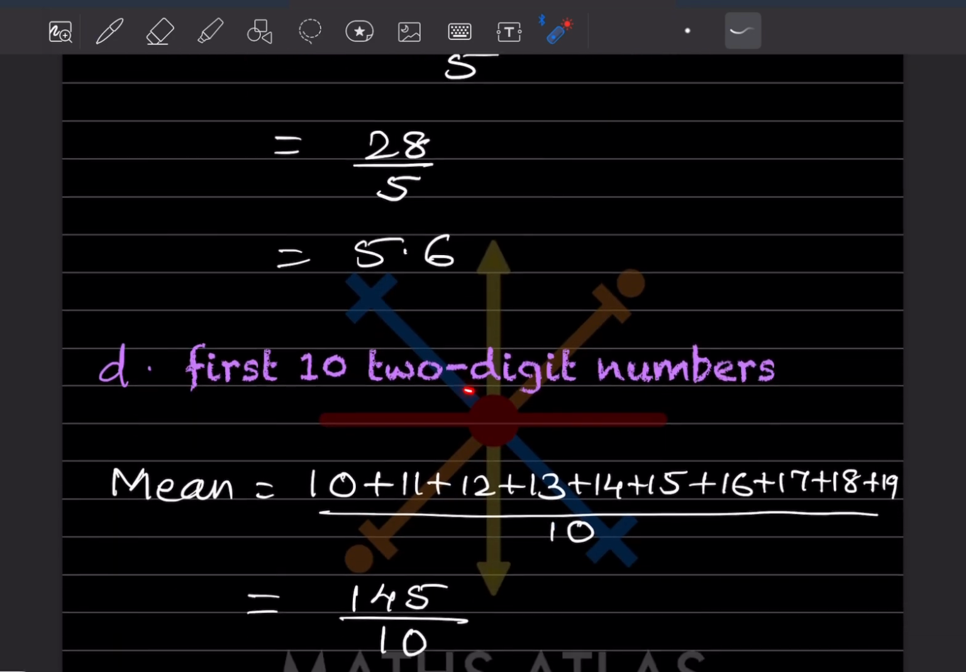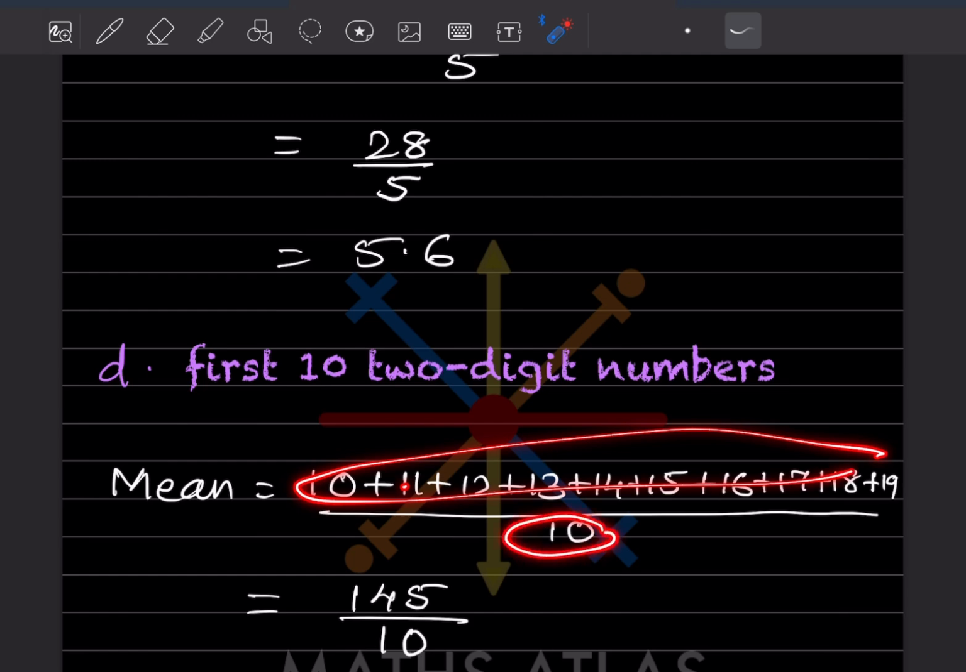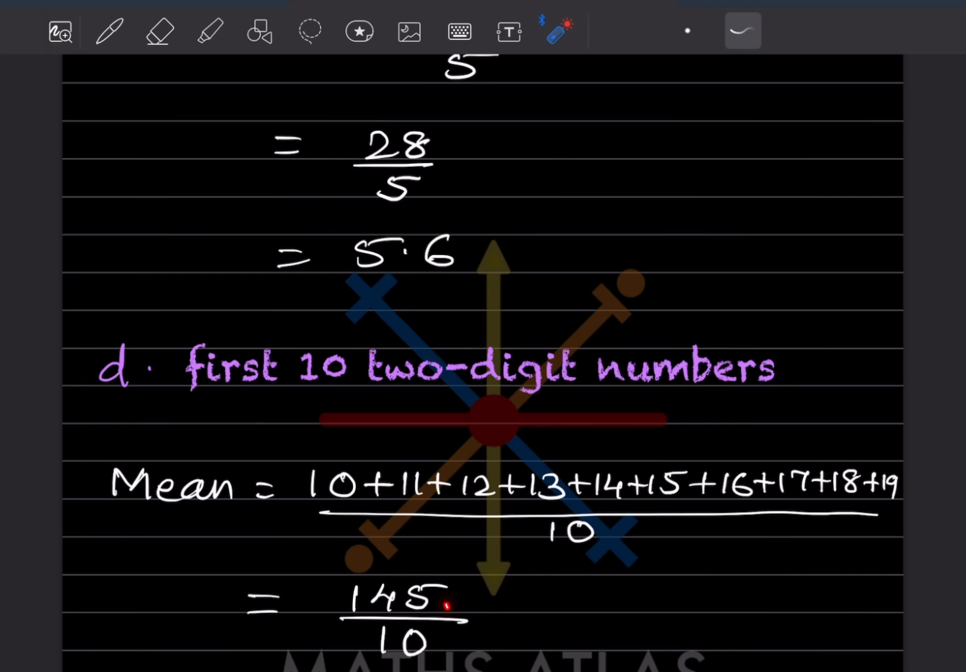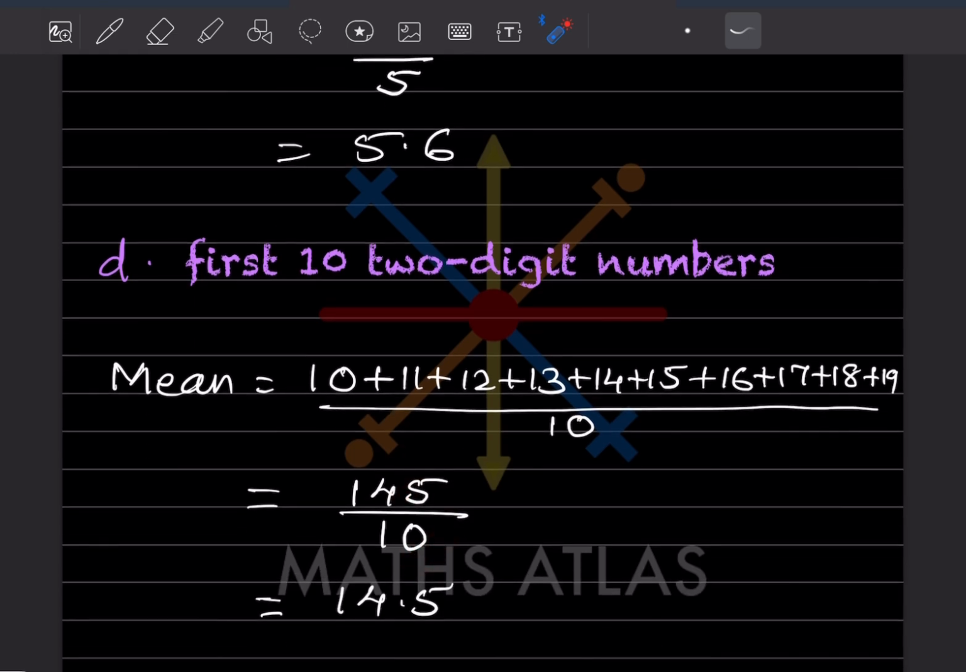Now the first 10 two-digit numbers. Two-digit numbers start with 10, and we want 10 numbers, so from 10 to 19 are the 10 two-digit numbers. The sum of all the observations divided by the number of observations. How many are there? There are 10. When you add, that will be 145 divided by 10. Since there is a 1 and 0, you go backwards 1 and put the point. The answer is 14.5.